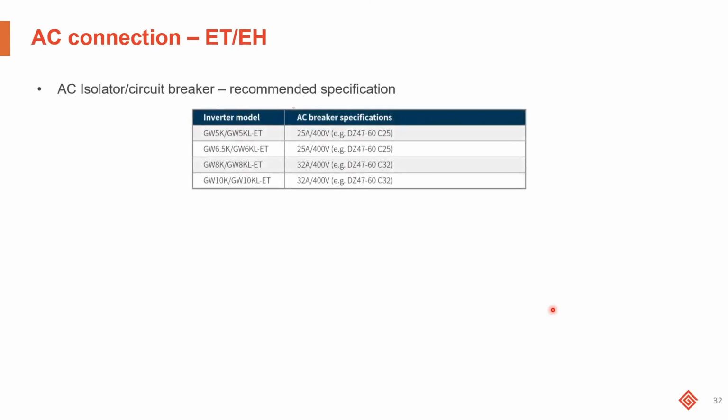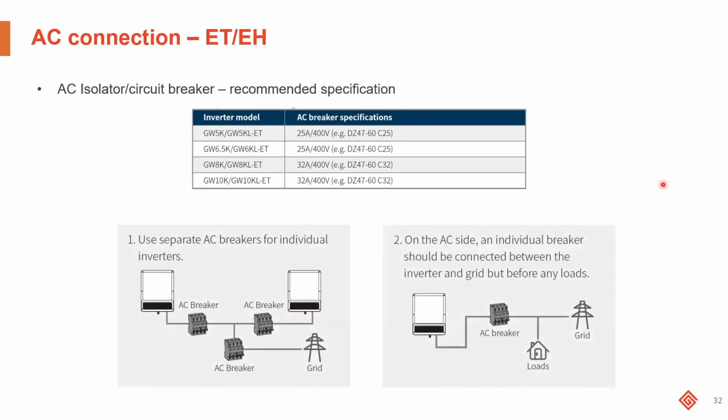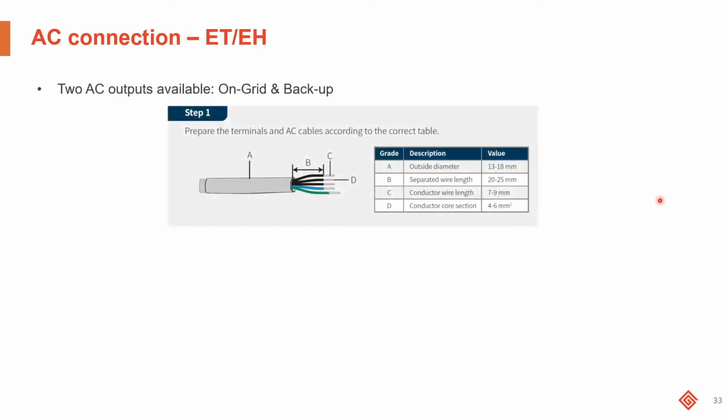In terms of the battery connection for the, this is wrong. The AC connection for the ET and EH is similar again. Read the manuals for the AC isolator breaker specifications or current ratings. There are similar do's and don'ts for this type of inverter. The only difference between this and the single phase inverter is that now we're dealing with three phase, or 3 active cables, as opposed to 1 active cable.